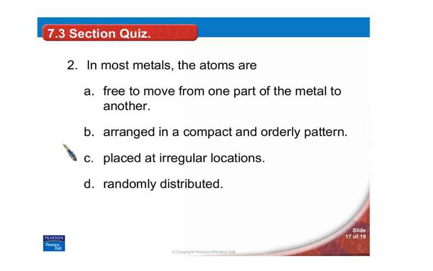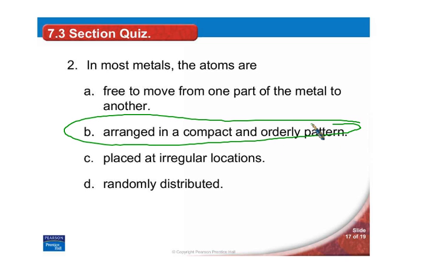Question number 2. In most metals, the atoms are A, free to move from one part of the metal to another, B, arranged in a compact and orderly pattern, C, placed at irregular locations, or D, randomly distributed. The correct answer is B, arranged in a compact and orderly pattern. They have this crystalline structure that's usually pretty dense and compact. But if you hammer it, you can alter that pattern.